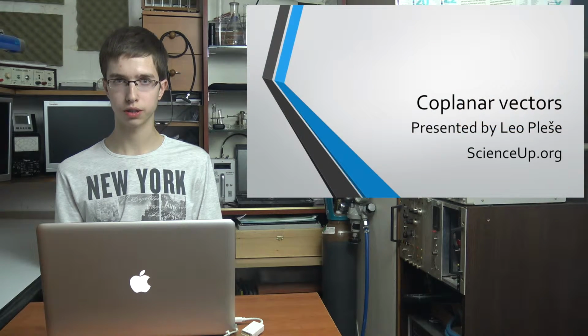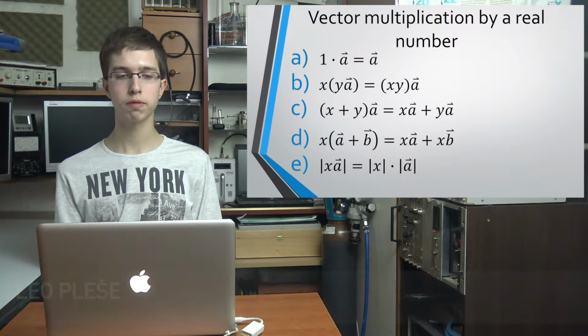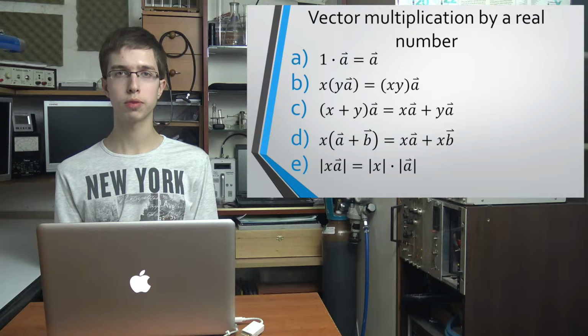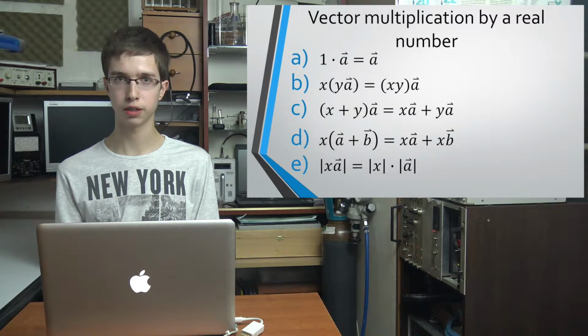Welcome to the second part where we talk more about coplanar vectors. First, we have vector multiplication by a real number. Here are some properties of this kind of multiplication. The first property says that if we multiply a vector by 1, then we get the same vector.